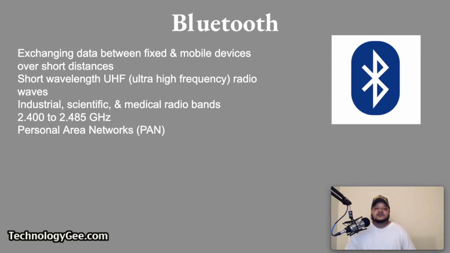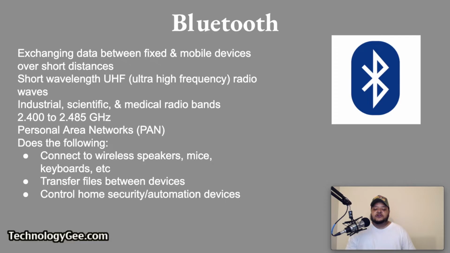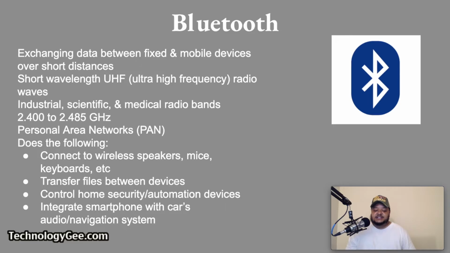Bluetooth can be used to do the following things. It can connect to wireless speakers, mice, keyboards, printers, game controllers. It can transfer files between devices. It can control home security and automation devices. And it can integrate your smartphone with your car's audio or navigation system.